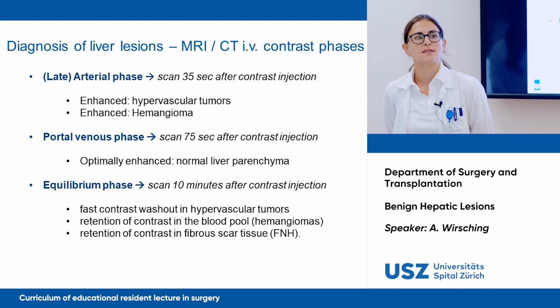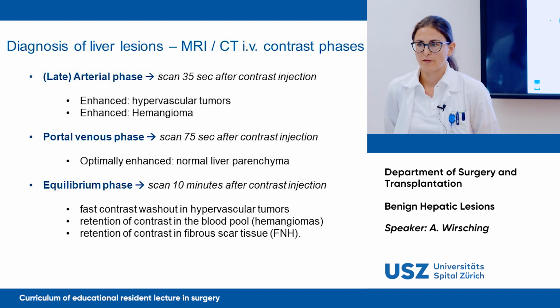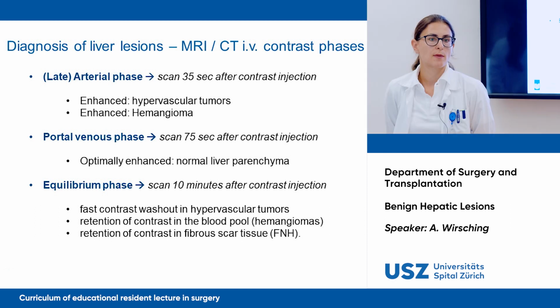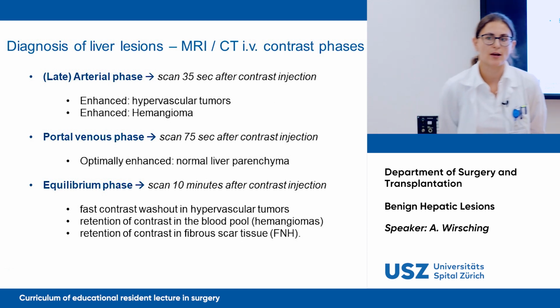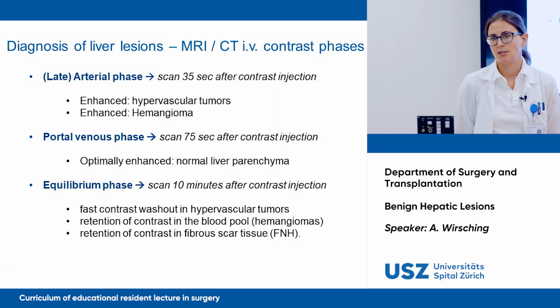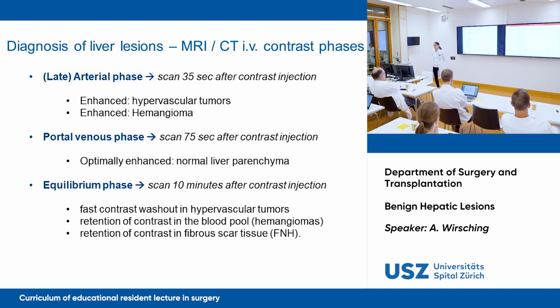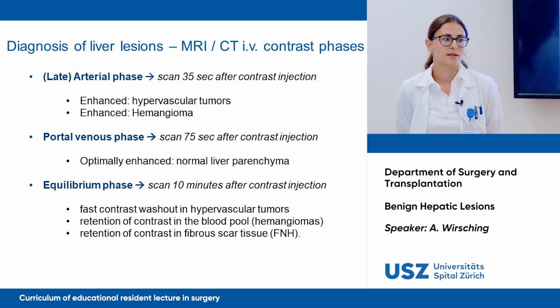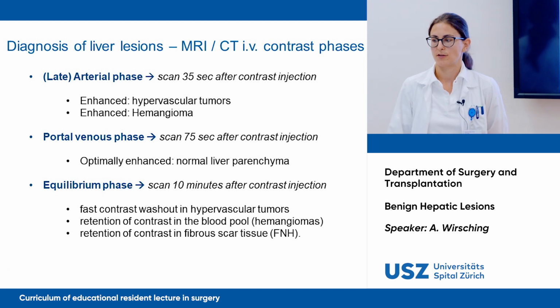Then the portal venous phase. This is a phase where the portal vein feeds the liver the best. And we can see there enhancing normal liver and hepatocytes, which are optimally seen. Equilibrium phase after about 10 minutes of contrast injection. This is a phase where also the veins, the hepatic outflow, is enhanced. And here we can see lesions which have an early contrast washout, and also lesions which pool the contrast, like hemangiomas, or a retention of contrast in scar, which we have, for example, in the focal nodular hyperplasia in the middle, which have the central scar.